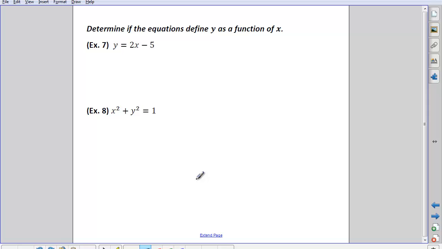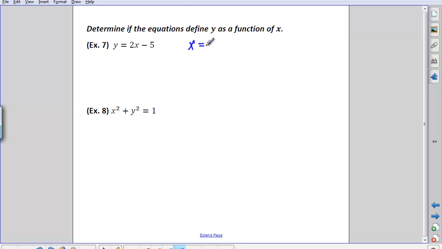What about an equation? Looking at y equals 2x minus 5, how do we know whether each x value has exactly 1 output value? Each x has exactly 1 y. And it's not really clear at first how we could figure that out. Basically, what you need to do is just test out an x value and see what happens with it. So for example, if I take example 7 here, y equals 2x minus 5, let me try a couple of x values.